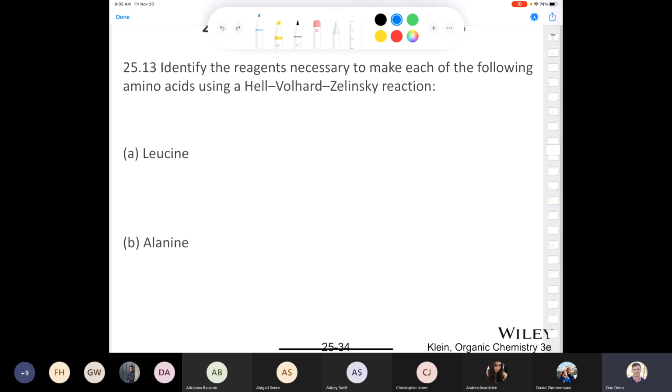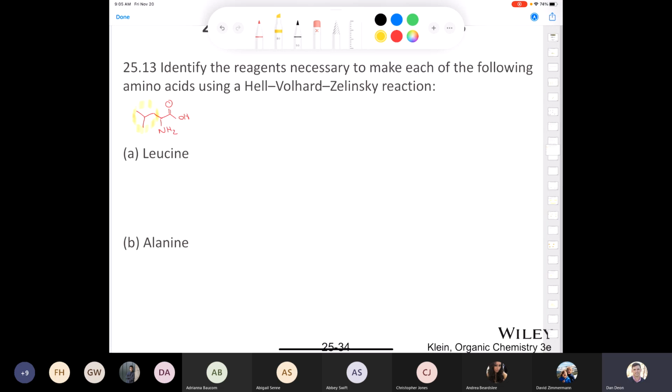Now, first, if we want to look at the structure of leucine. So leucine, you remember, is when we had an isobutyl group as our R group. So I'll just draw the structure of leucine here. I'm going to leave the chirality out of it because this is going to be an achiral synthesis. And then we're going to have an isobutyl group. So this portion here is an isobutyl group.